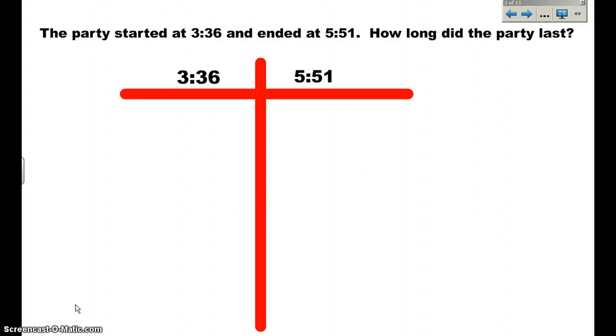So today we're going to work on a problem that will help us determine how long something lasted. The problem says the party started at 3:36 and ended at 5:51. How long did the party last? Okay, so we're going to draw a T-chart all the time. And as you can see right here, the party started at 3:36 and the ending time was 5:51.